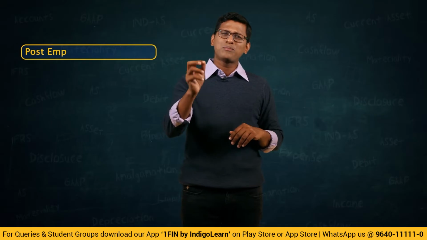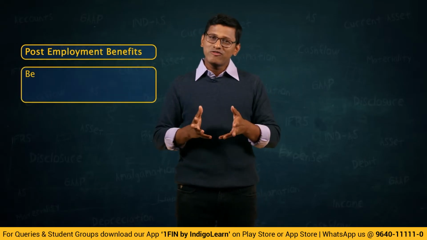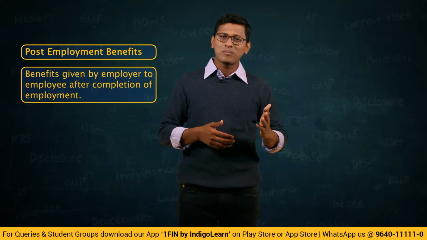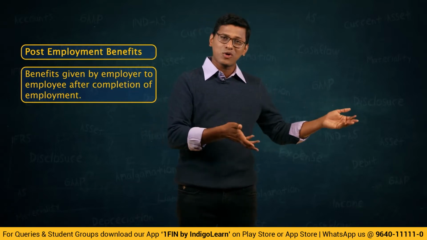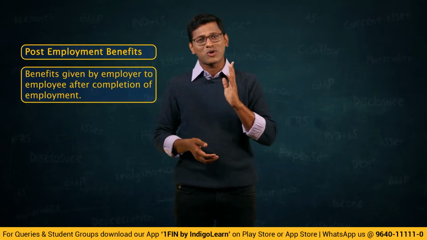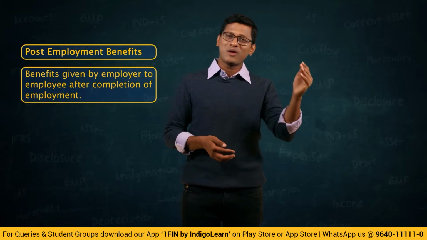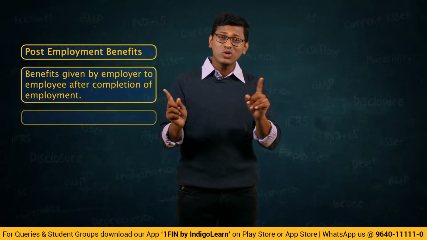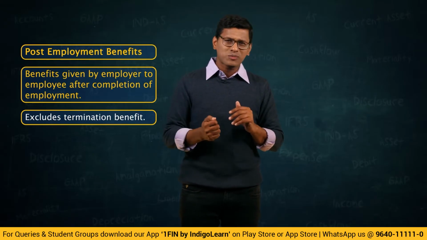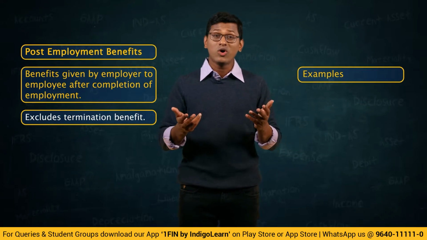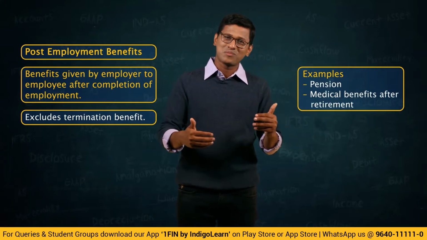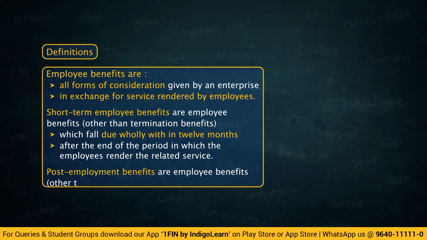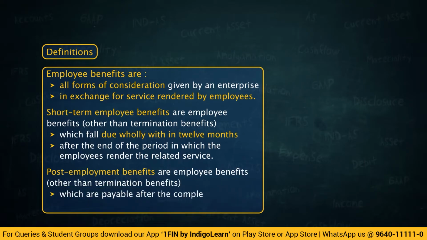The next word is post-employment benefits. What is the meaning of post-employment benefits? Benefits which the employer has to give to the employee after the completion of employment. Now the employee is no longer working with the employer, but still the employer has to make some payments to the employee. Such amounts are called post-employment benefits. Again, even in post-employment benefits, we recall that point: this does not include termination benefits. Now, what could be examples of post-employment benefits? The employee completed the service and is now getting some pension. That could be an example. Let's look at the definition now. Post-employment benefits are employee benefits other than termination benefits which are payable after the completion of employment.